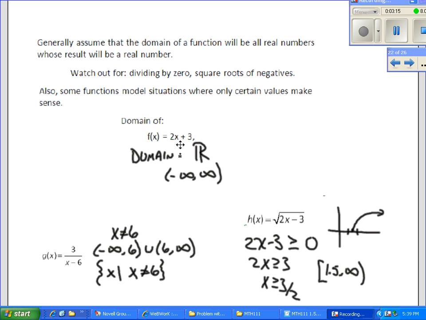There's no values that we could put in for x that will not give us a number back out. So we're not dividing by x's, we're not taking square roots of x's.